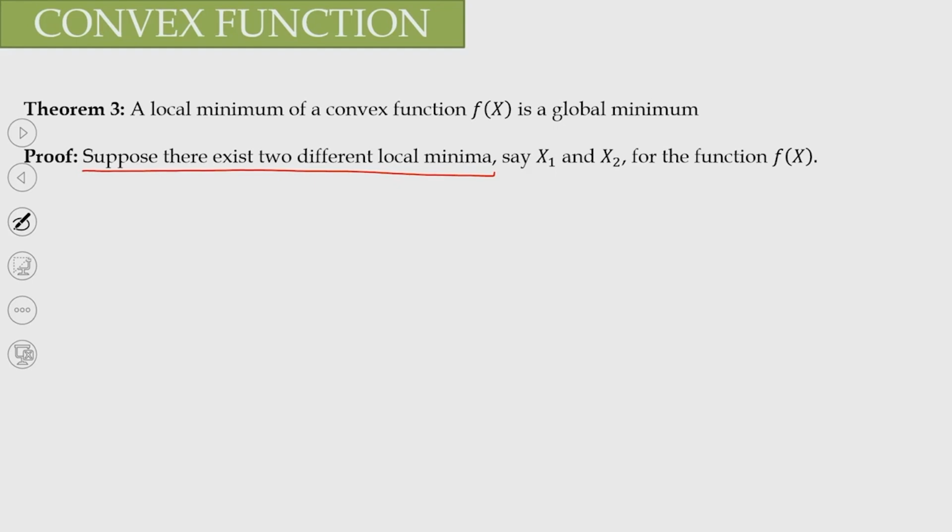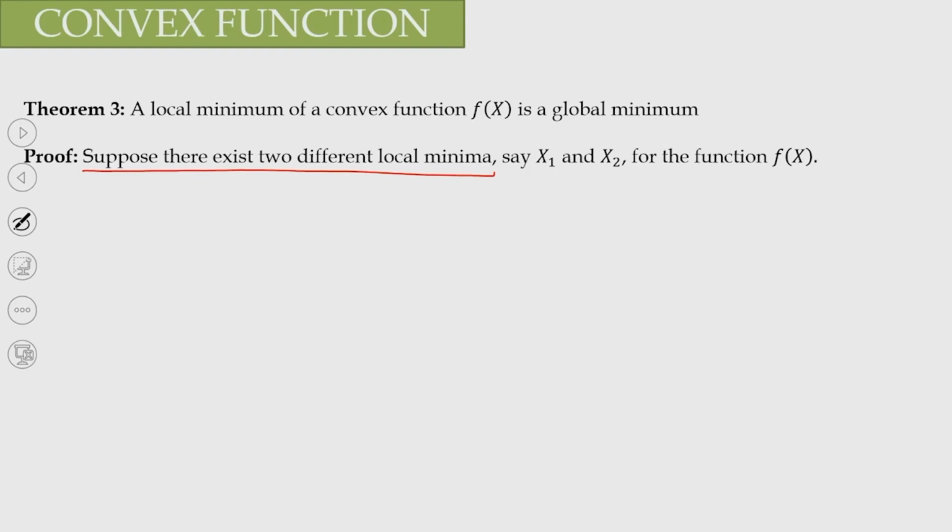What we have assumed initially is that there exist two different local minima of a convex function, and now we have to prove that this statement is not correct. So, by contradiction we are trying to prove that there is only one minimum, and that minimum is also a global minimum point.